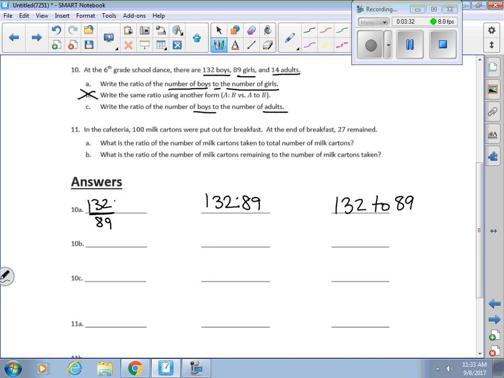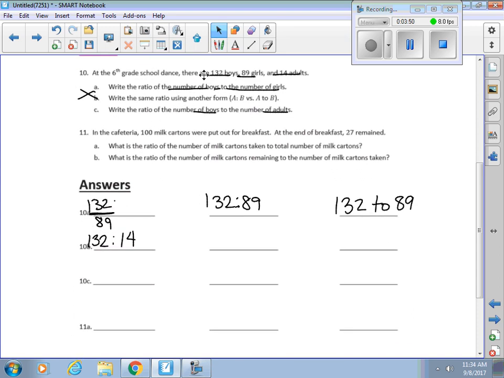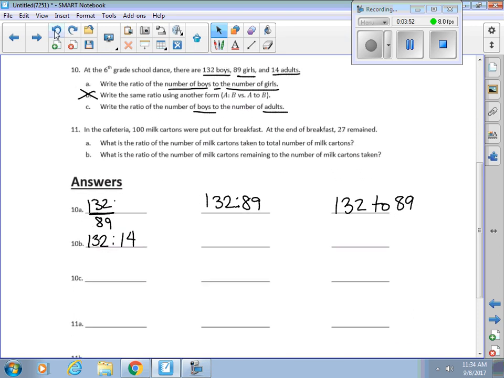Jordan. 132 to 14. Very good. And you could have placed any of the forms in whatever column, as long as you have all 3 there. Oops, I wrote that in the wrong section. And then, that's wrong. There we go. I'm just going to slide that down there. And you would write it in the other 2 forms as well.